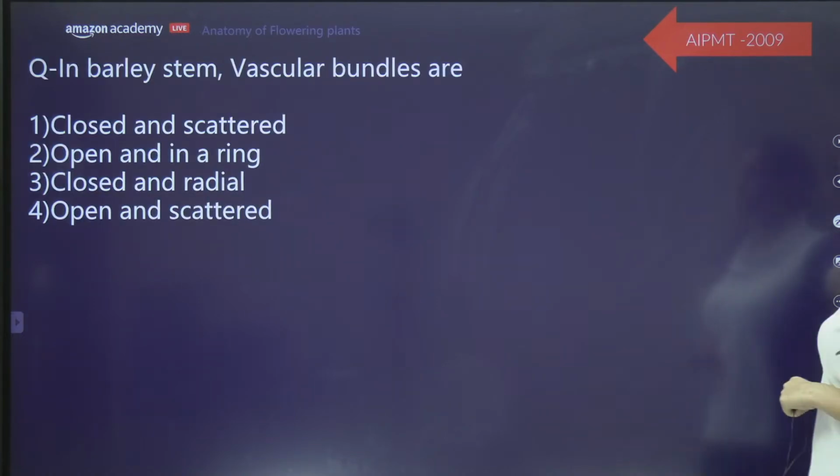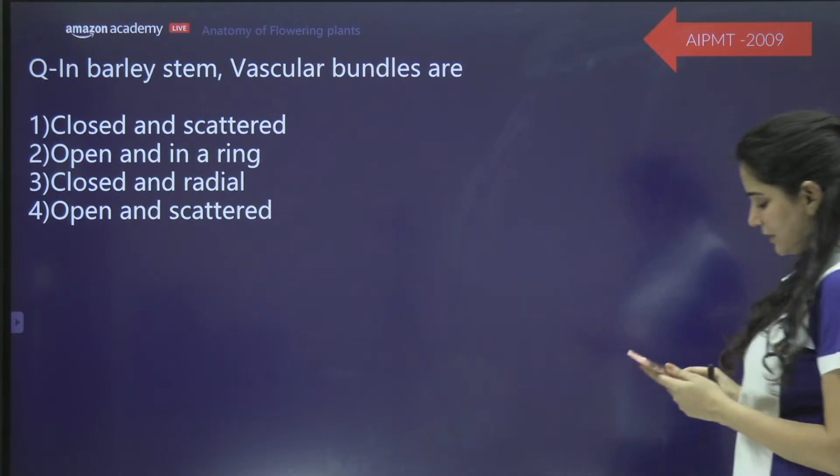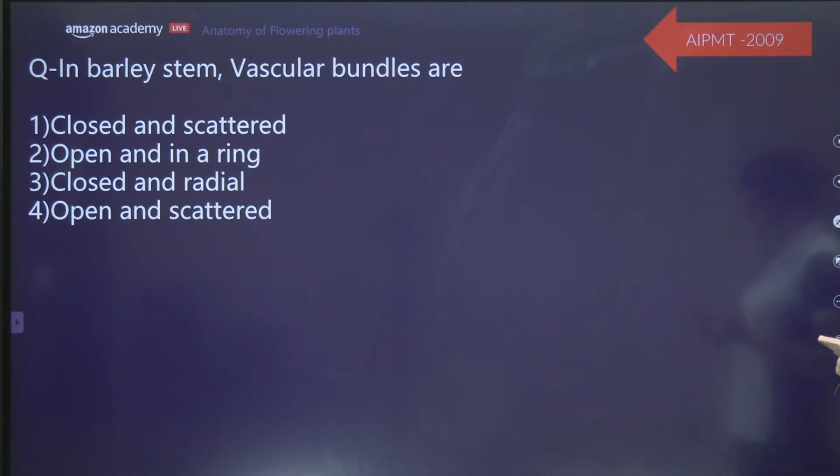Last question, beautiful question. Last question of the day. Try this, beta. Yes, चलो बताओ last में क्या होगा? In barley stem, vascular bundles are. Yes, barley stem.